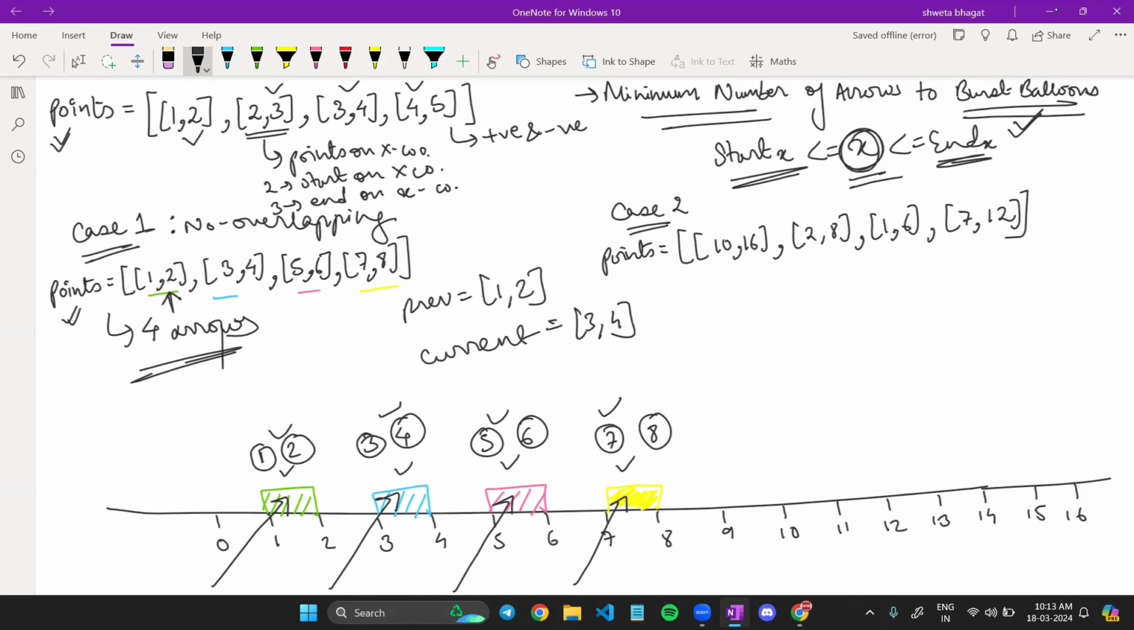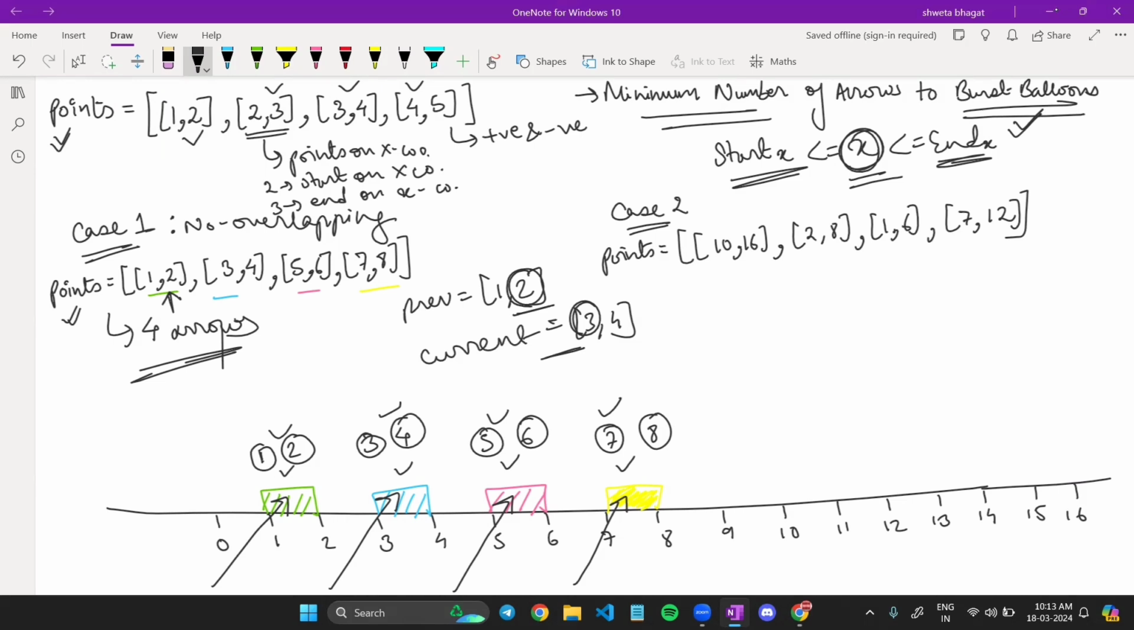Fine. Now what do we want to check? In order for these two intervals to have something in common, or in order for these two intervals to be overlapping, what should be the case? The case should be that this 3 should be less than or equal to this 2. Then only they could have something in common, right? But this 3 is greater than 2, so they don't have anything in common, right? So our previous pointer is over here, current pointer is over here.